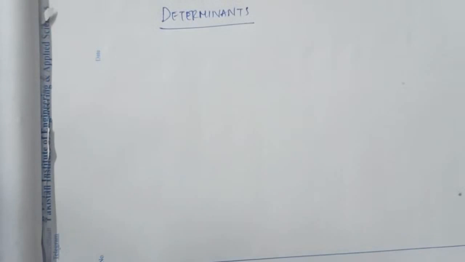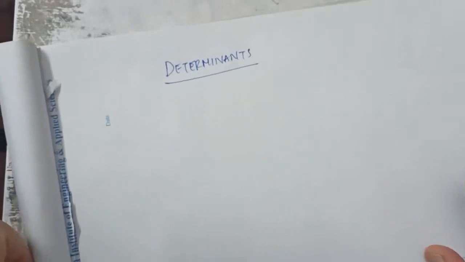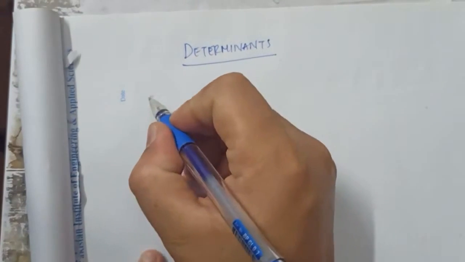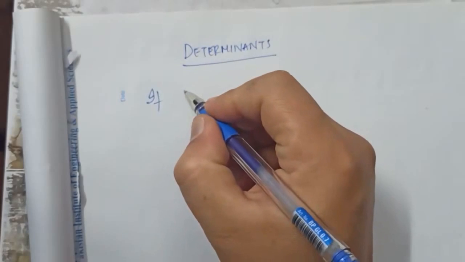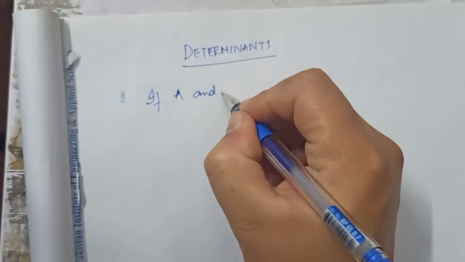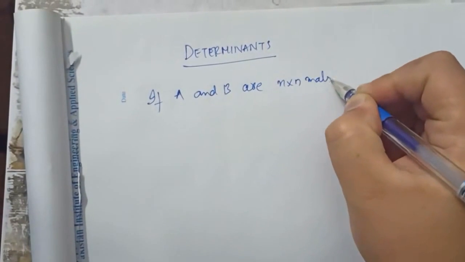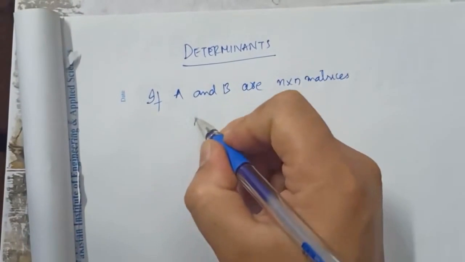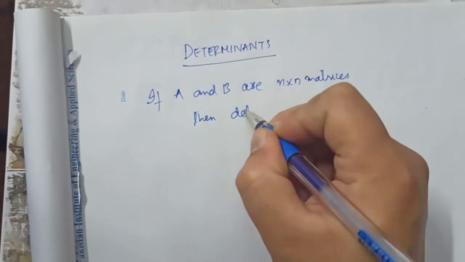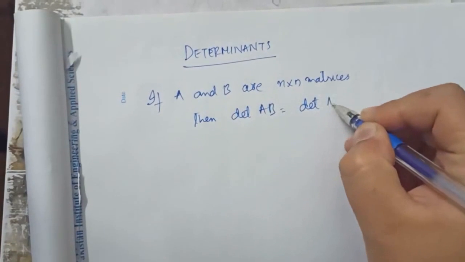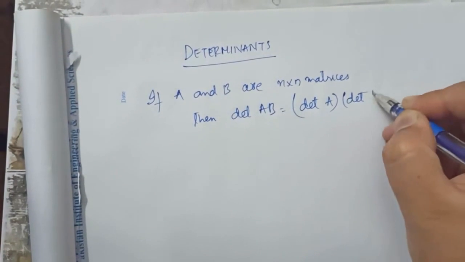Now we look at another property of determinants, which is when two matrices are being multiplied. So let's say A and B are n by n matrices, then determinant of AB is equal to determinant of A times determinant of B.